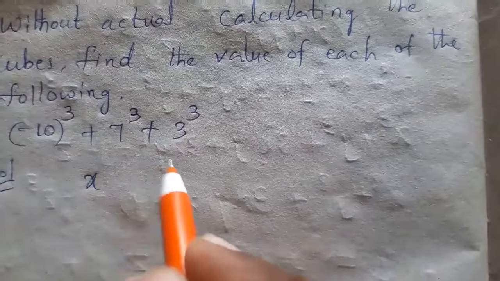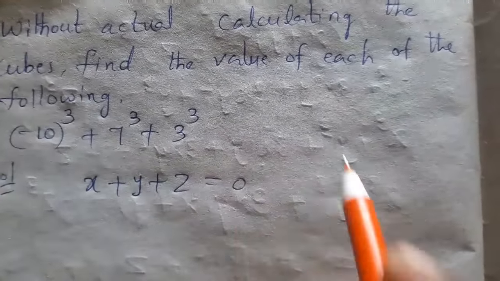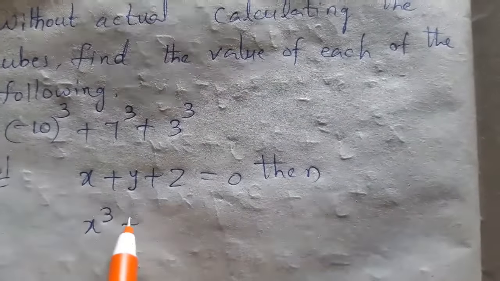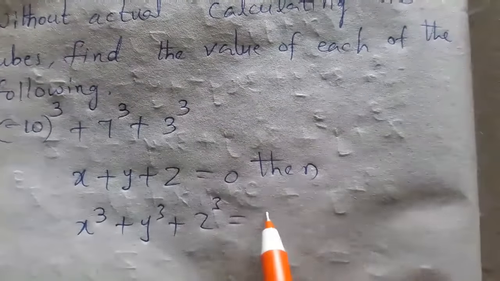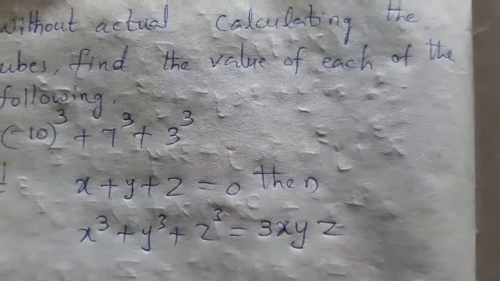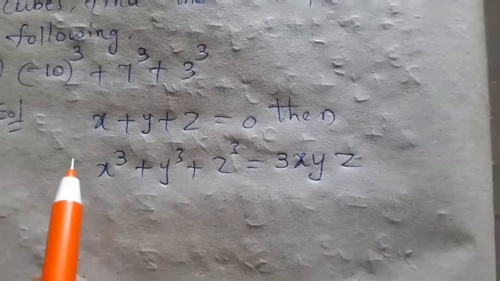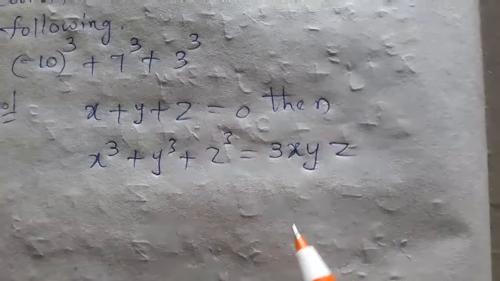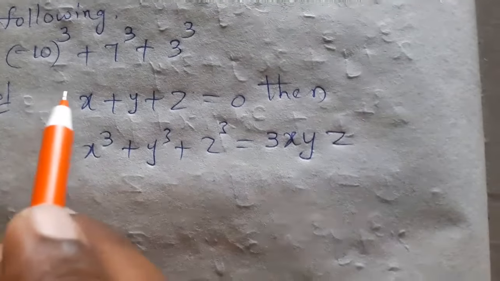Here, the sum of the cubes means x plus y plus z equals 0. Then x cube plus y cube plus z cube equals 3 into xyz. This identity is useful here. Now see here, take the sum of the terms, the sum of the bases.